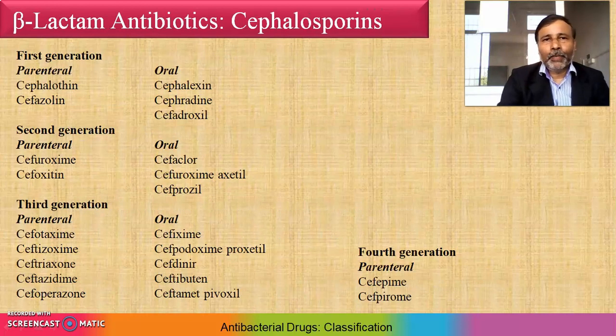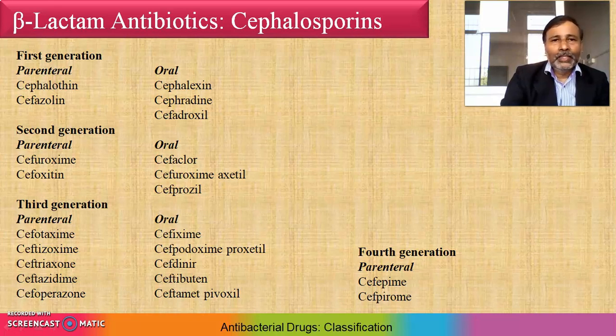Now let's talk about beta-lactam antibiotics, specifically cephalosporin. Again, it is categorized into four different generations: first generation, second generation, third generation, and fourth generation. First generation is divided into two categories: parenteral and oral. In parenteral, that is cephalothin, cefazolin, and in oral, cephalexin, cephradine, and cefadroxil. In second generation, parenteral, that is cefuroxime, right? Then cefoxitin, and in oral, cefaclor, then cefuroxime axetil, and that is cefprozil. That comes under oral second generation.